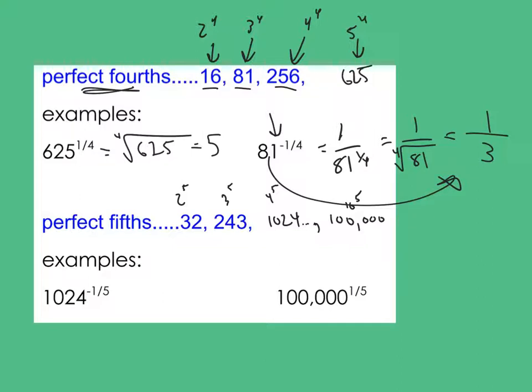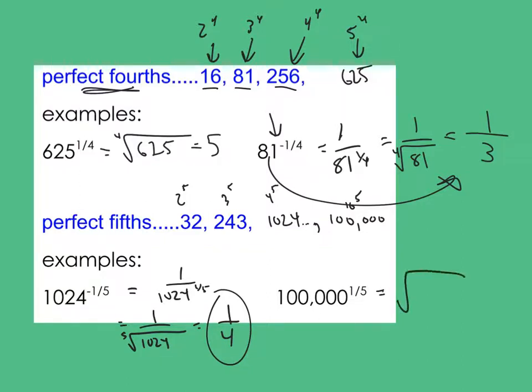So we got the 1,024 to the negative 1/5. Again, first, I'm going to say, well, that's 1 over 1,024 to the positive 1/5. And then I'm going to say that that is the same, right? I'm going to convert the 1/5 to the 5th root of 1,024. And then I'm going to say that 1 over the 5th root of 1,024 is 1 over 4. So 1,024 to the negative 1/5 is worth 1/4, or 0.25. 100,000 to the 1/5 is going to be the 5th root of 100,000, which is equal to 10.